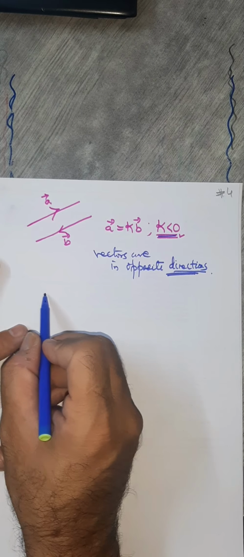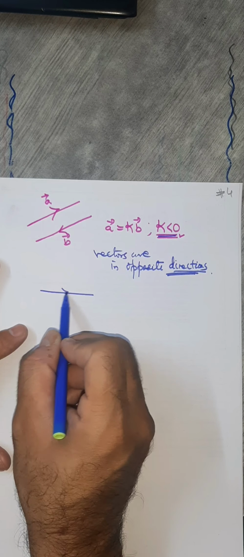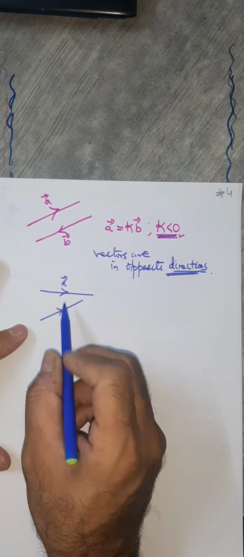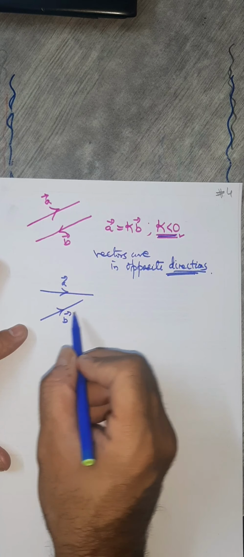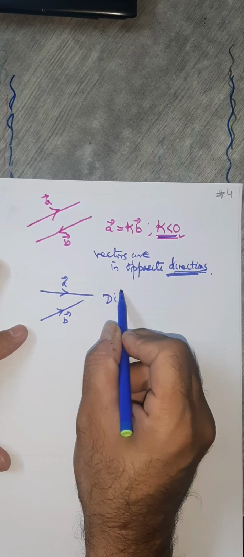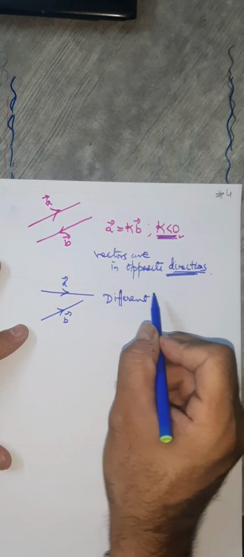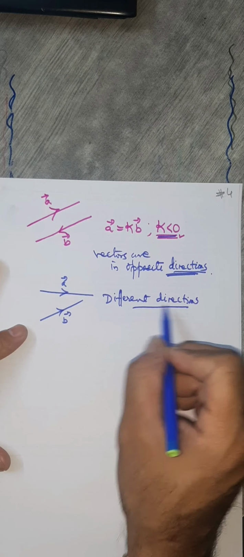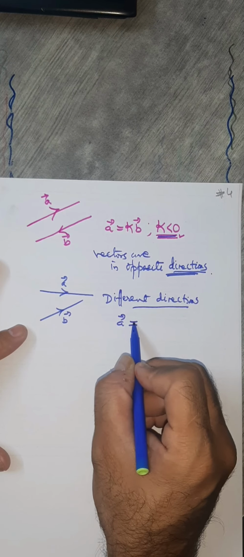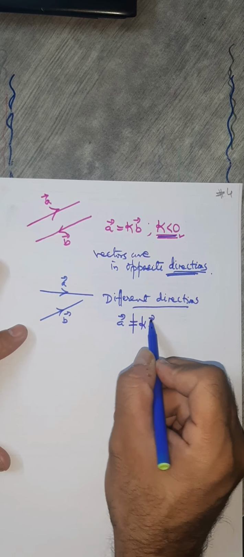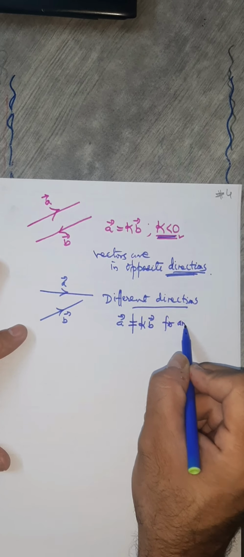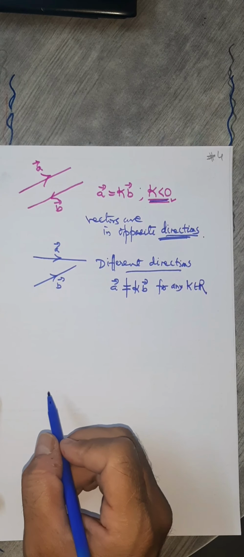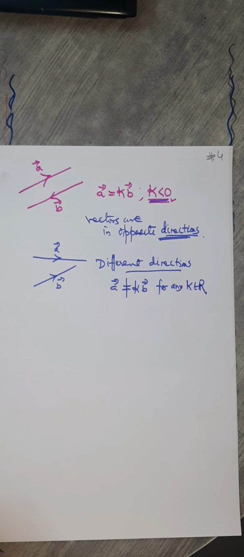And if, like this, I have one vector like this and the other vector maybe like this, so we say that they are in different directions. Different directions, remember. So in this case, vectors are not multiples. This is not a multiple of this, for any k belonging to R. Right? If they are not multiples, we say that they are in different directions.